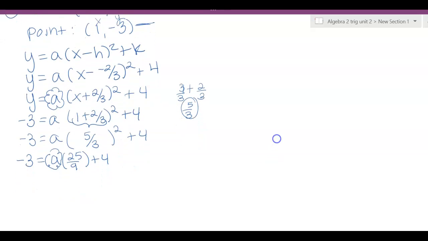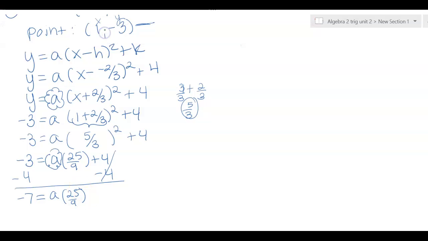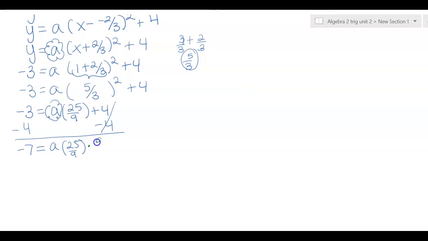So to get a alone, the first thing I'm going to do is subtract 4. I'm going to have negative 7 equals a times 25 over 9. And then the next thing I want to do is cancel that 25 over 9 so that a is alone. So I'm going to multiply by 9 over 25. And I get that a is equal to negative 63 over 25. And that's not a super friendly number, but that's what it is in this case.